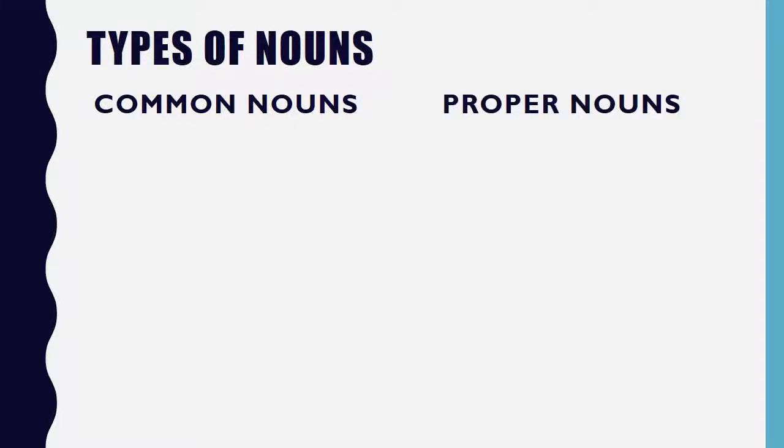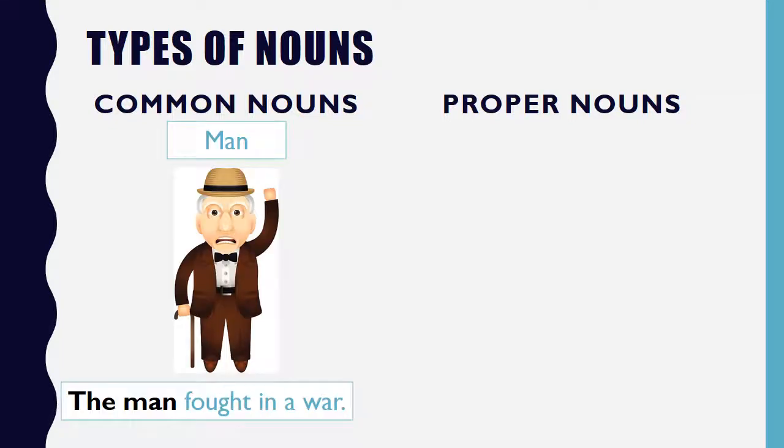A common noun is a general term for something like the man. For example, we could have a sentence that said, the man fought in a war. But if we wanted to be more specific with our nouns, we could use a proper noun.